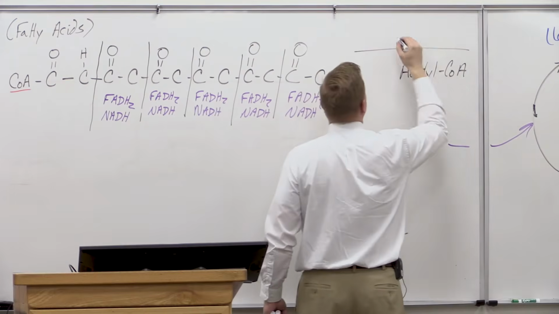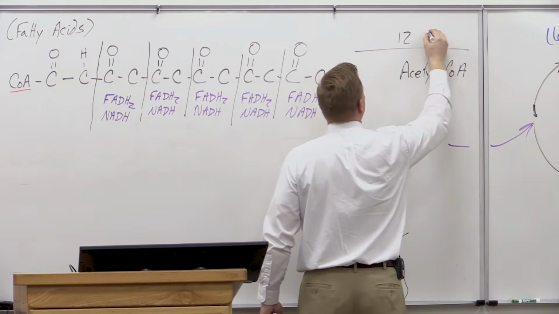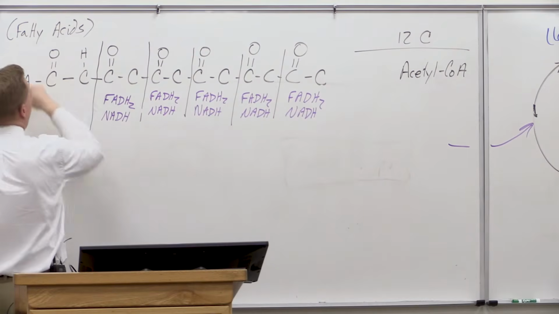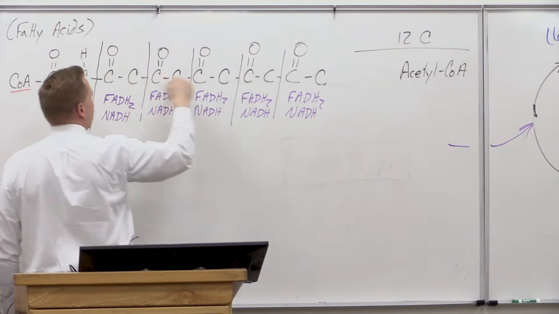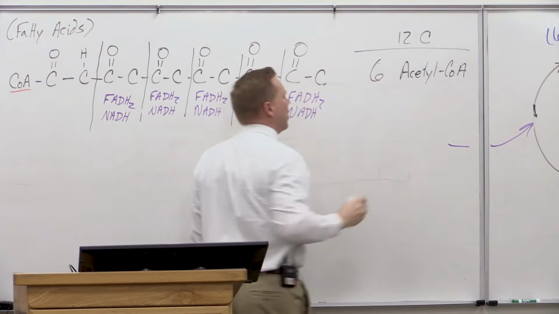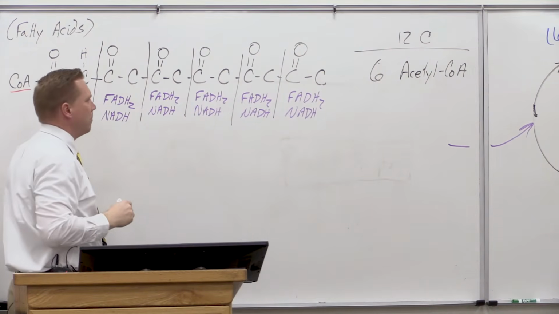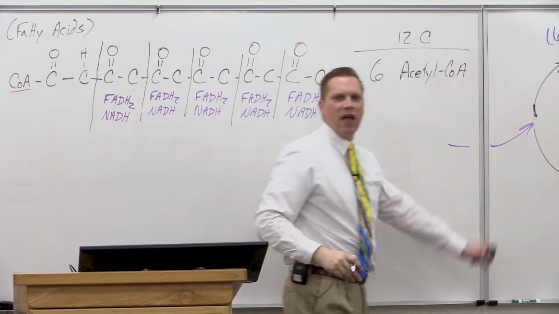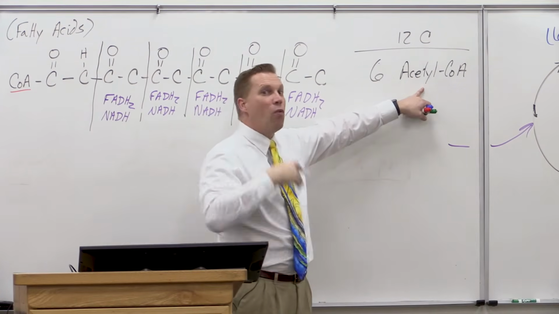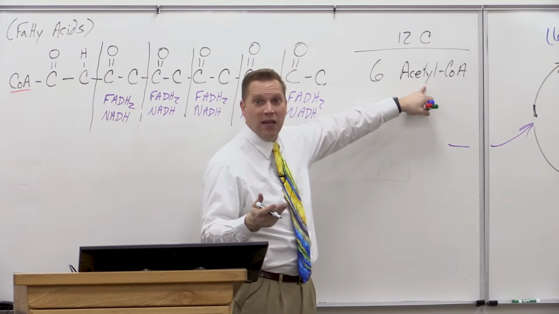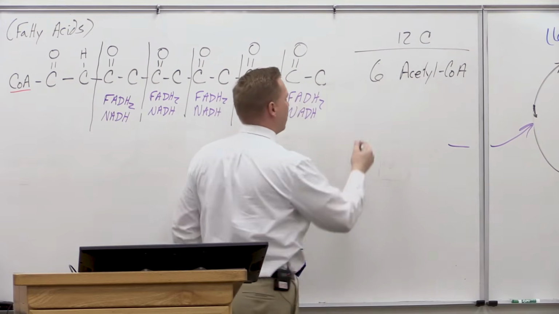Now, we started out with 12 carbons. How many acetyl-CoAs did we get out of it? Well, we got 1 here, 2, 3, 4, 5, 6. So we got 6 acetyl-CoAs out of it. Great. Those are going to run through the citric acid cycle, and they're going to be able to produce more NADHs, a couple FADH2s, and even some ATPs immediately.